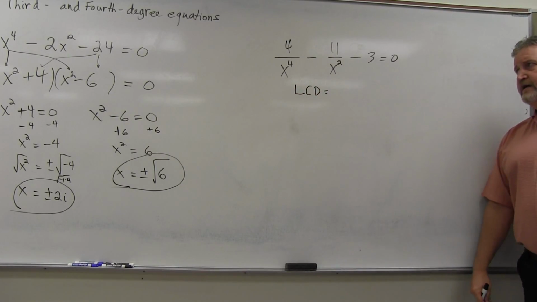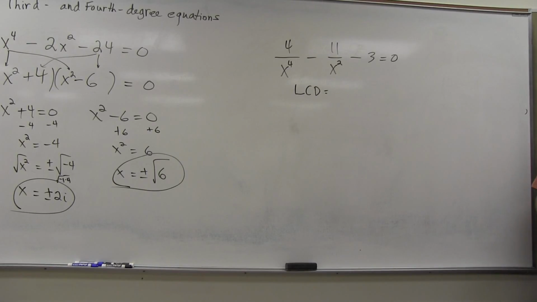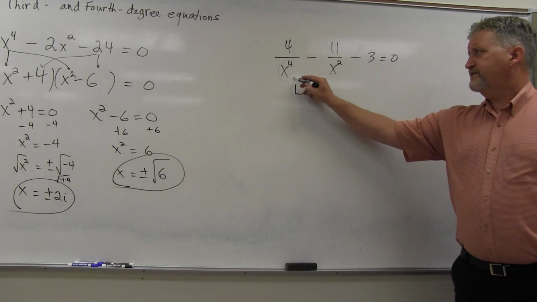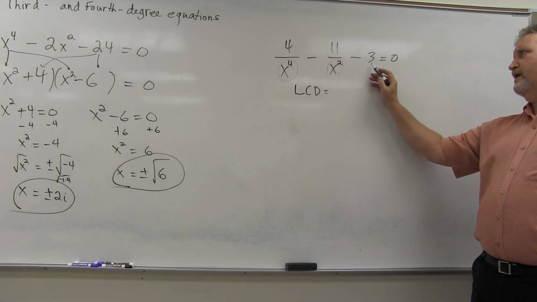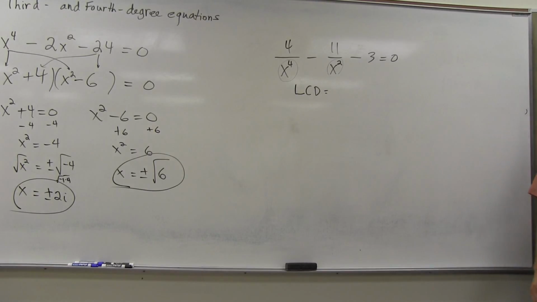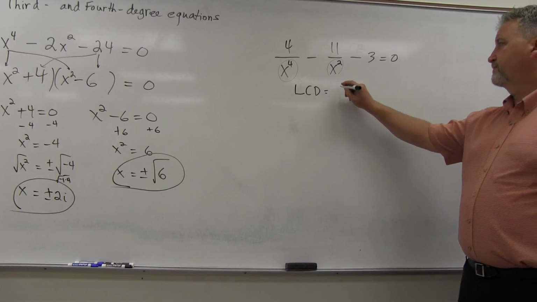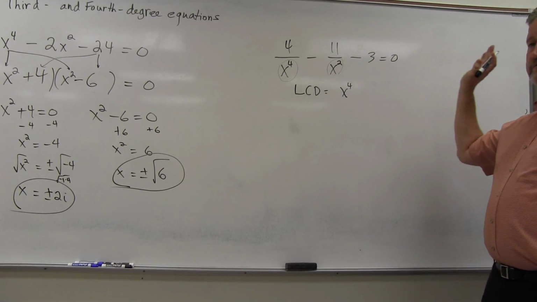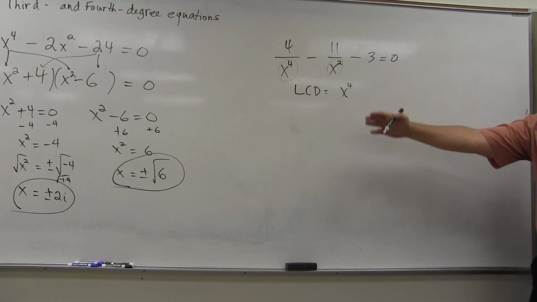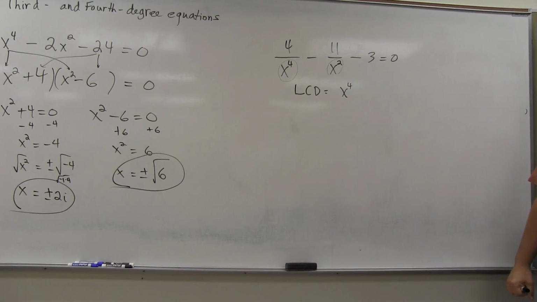on both sides. That's one way to go at this one. The least common denominator on this one would be, well, what would it be? You've got a denominator of x to the 4th, a denominator of x squared, and a denominator of 1 there, and so x to the 4th would be the least common denominator, the multiple of all of those. It'd have to be x to the 4th.